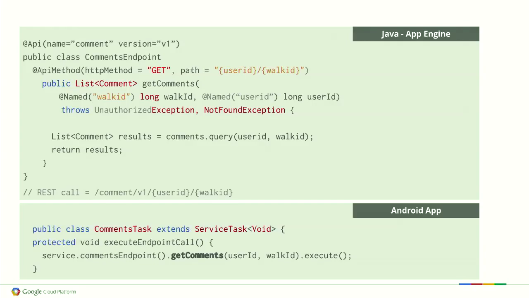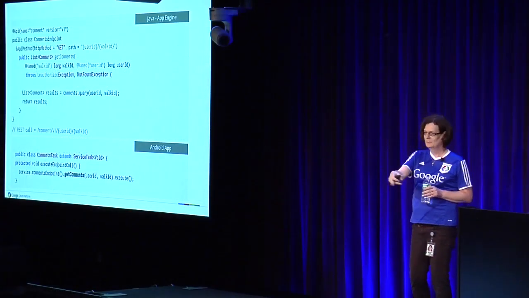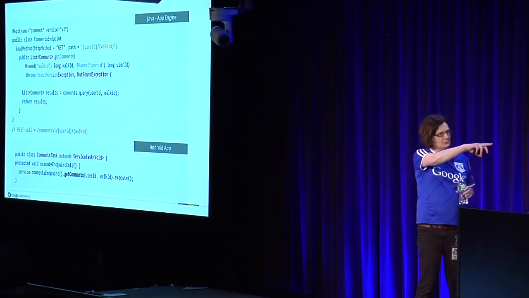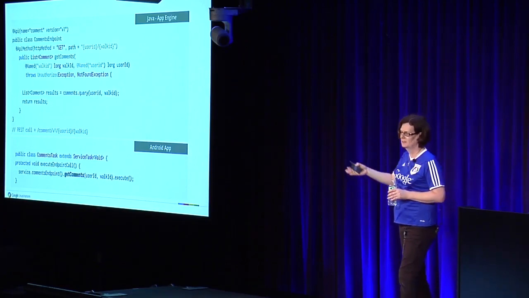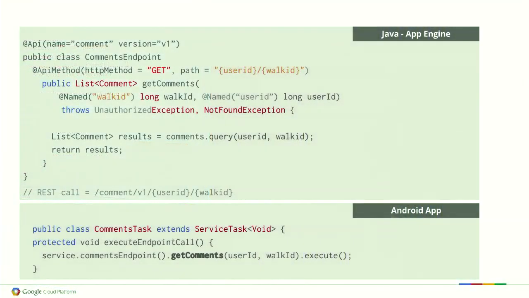Then we can also annotate the parameters of the method call, in this case walk ID and user ID, and the body of the code does some kind of query on a comment system and returns matching results. In the comments at the bottom of the first box is what the REST call would look like: /comment/v1, user ID, walk ID. After we've generated a client library for this, we could consume that from Android. We get a version of the endpoint: service.commentsEndpoint, available from the client library. Call getComments, pass in the user ID and the walk ID, which we've gathered from the user interface, and then call execute, and that will get the results back for us.